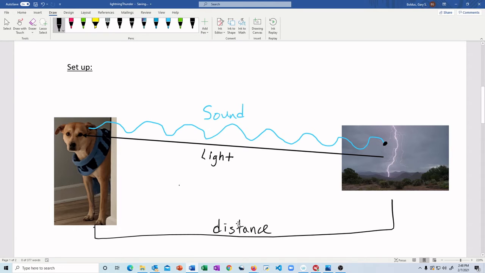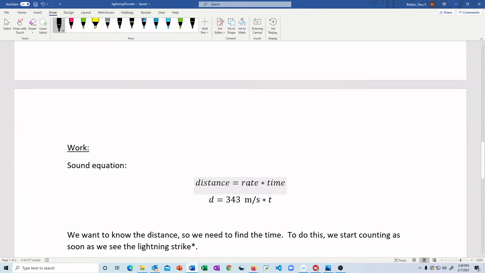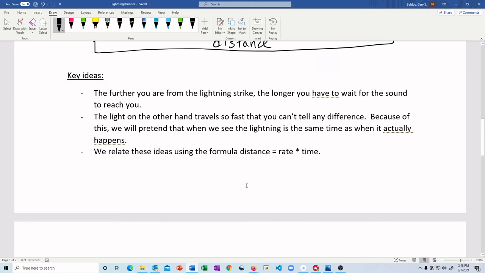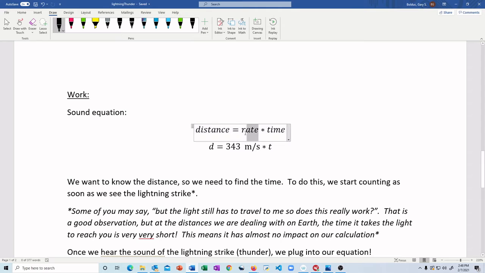And then the only other piece of the puzzle we need is the rate, the speed. How fast does it go? Okay? So, how do we use that? Well, first things first, I already gave you this. We know how fast sound travels. The rate is how fast sound travels, and we know that, okay?